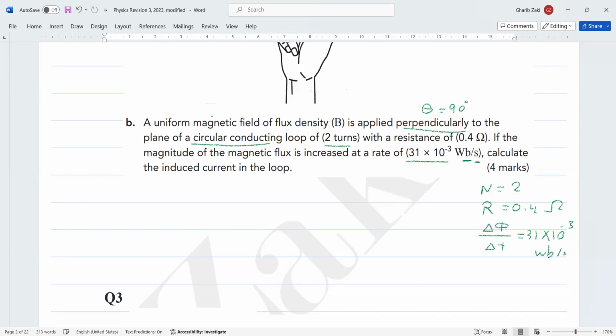Calculate the induced current, so we need I. Of course, first we use Faraday's law to calculate the EMF, and from EMF we calculate the current. Start.